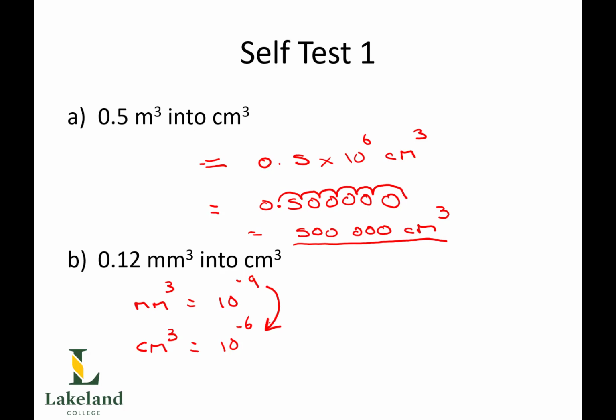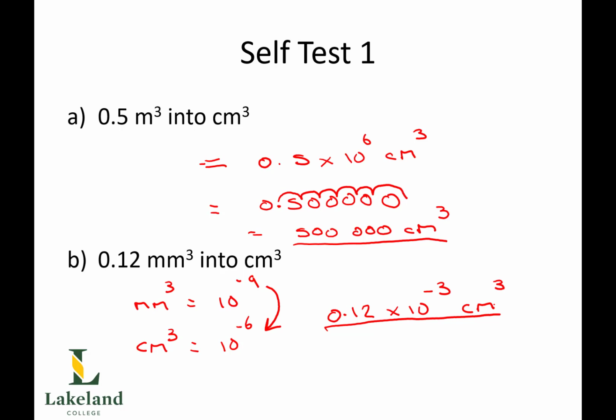place 3 places. And which way do we need to shift it? Well, if we're going to centimeters cubed, the unit is getting bigger. So I need to shift this to the left. So it's going to be 0.12 times 10 to the minus 3 centimeters cubed. And there is our answer here for part B.